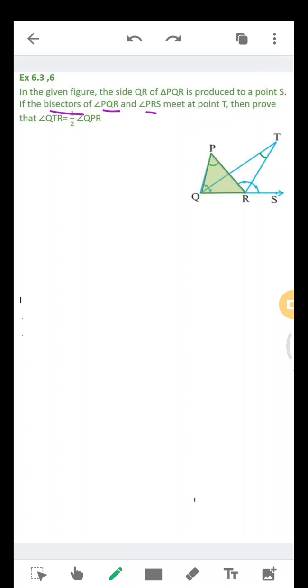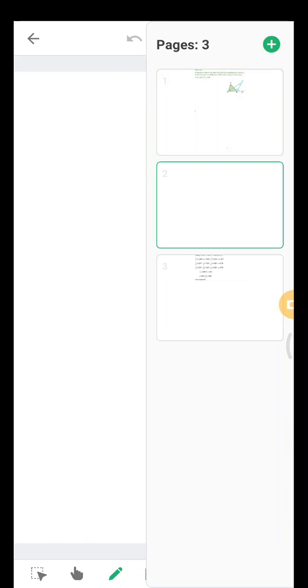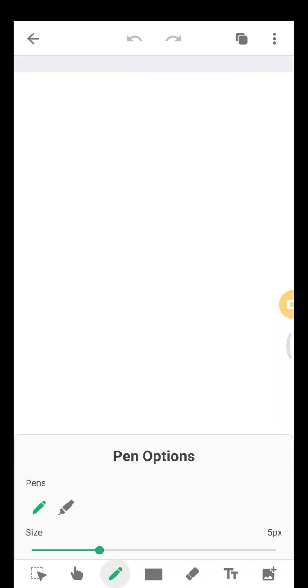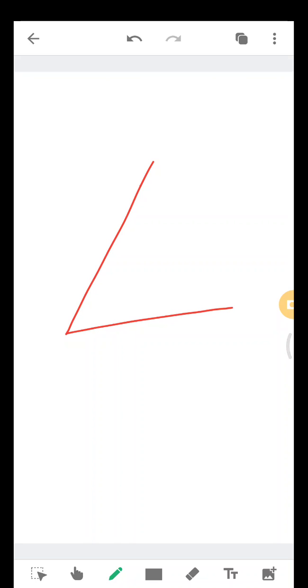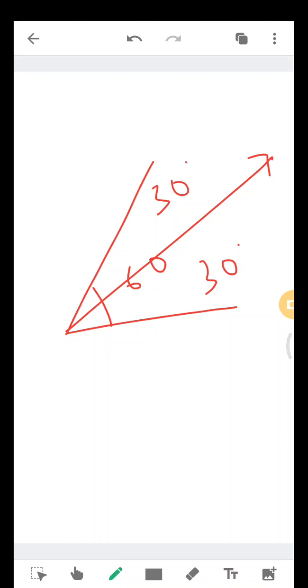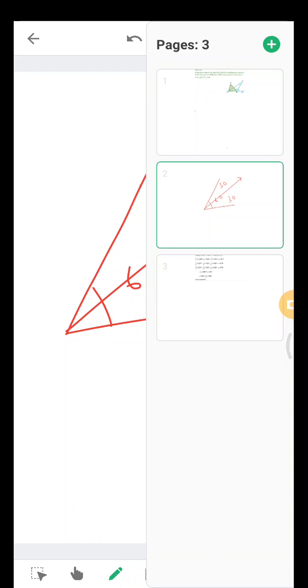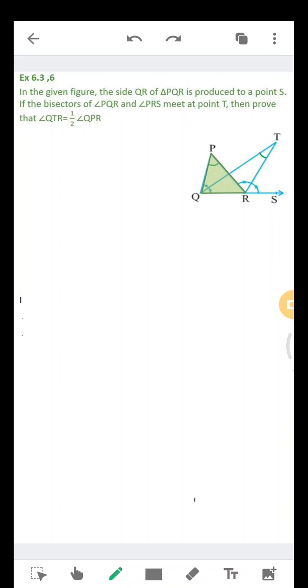So what is the function of a bisector? Let's have a look. Again I am explaining, I explained before also, if you have any angle, say an angle of 60 degrees, when you draw the bisector for this angle, this bisector will divide the angle into two equal parts, that is 30 and 30 degrees. So keep this in mind, that this is the meaning of bisector. So here we have two bisectors, one is QT. QT is the bisector of PQR, and RT is the bisector of PRS. These are the two bisectors.